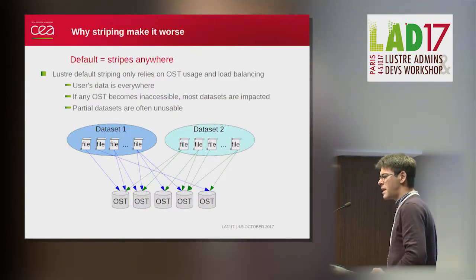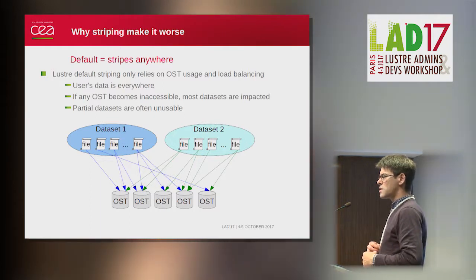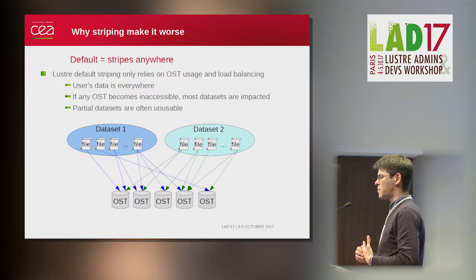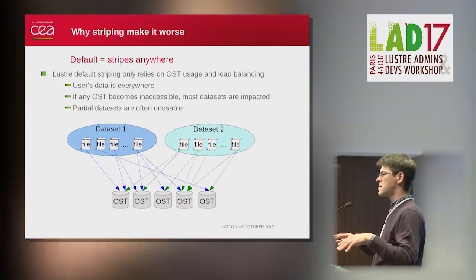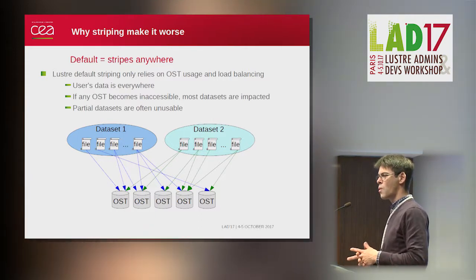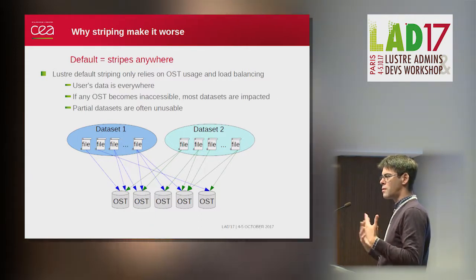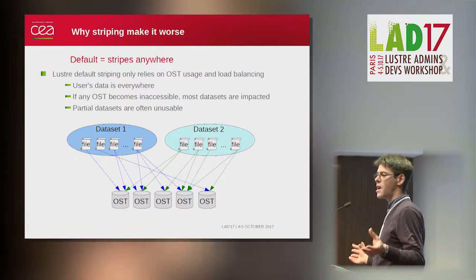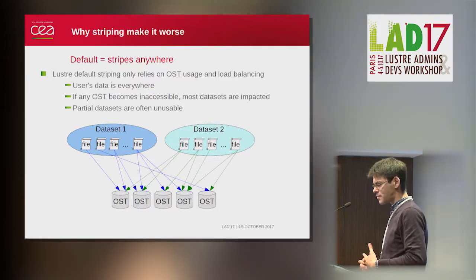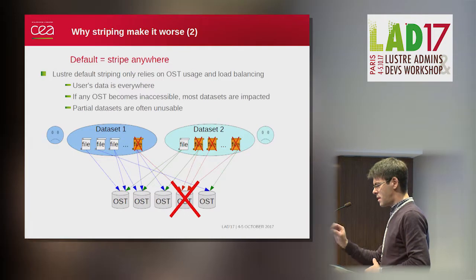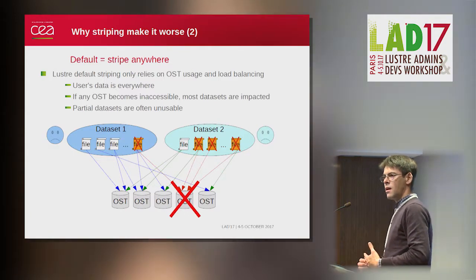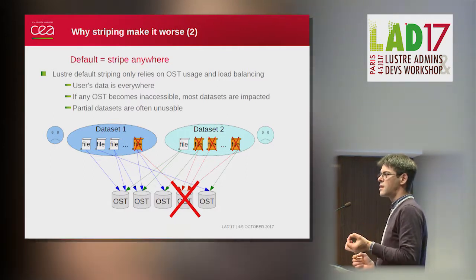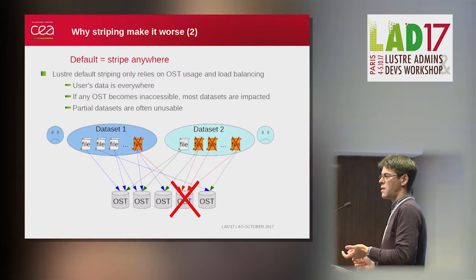And striping makes it worse because by default Lustre tries to maximize the bandwidth, so it tries to load balance the load of the system. So when a user in a computation writes many files, likely its files are spread everywhere on the OSTs. So if we lose an OST, likely every user dataset has at least one piece of data on the failed OST.